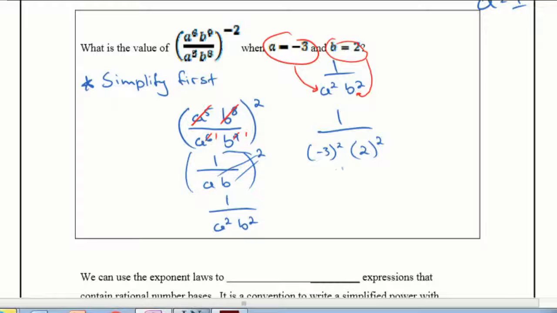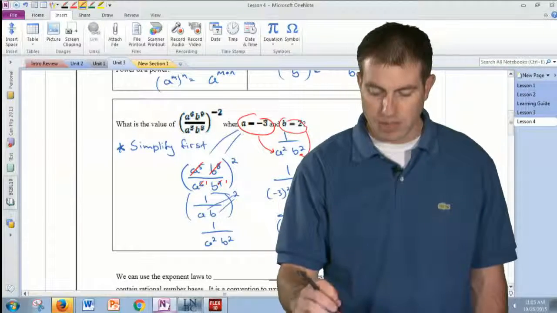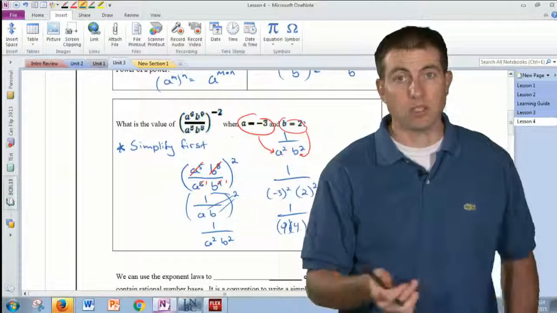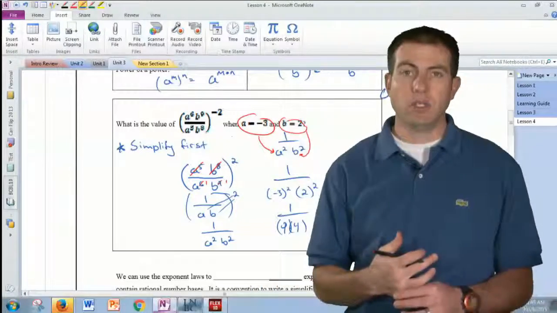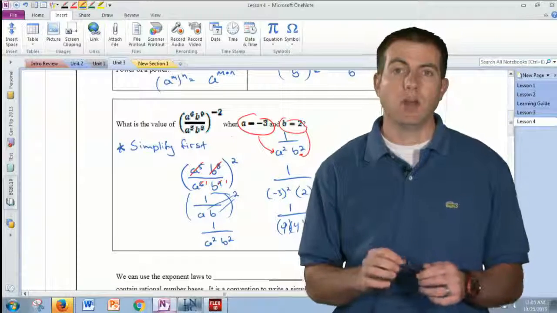All right, I'm going to evaluate that. 3 squared is 9, 2 squared is 4, and these things are being multiplied by each other. So I end up with 9 times 4, which is 1 over 36. So again, I simplified everything. I could have put these a's and b's into the first step, and I would have had to do a to the 5th power and then raise it to the 2nd power, and it just would have been a huge nightmare. Really big numbers and then lots of division. But if I simplify first and then put the numbers in, it's a lot more manageable.